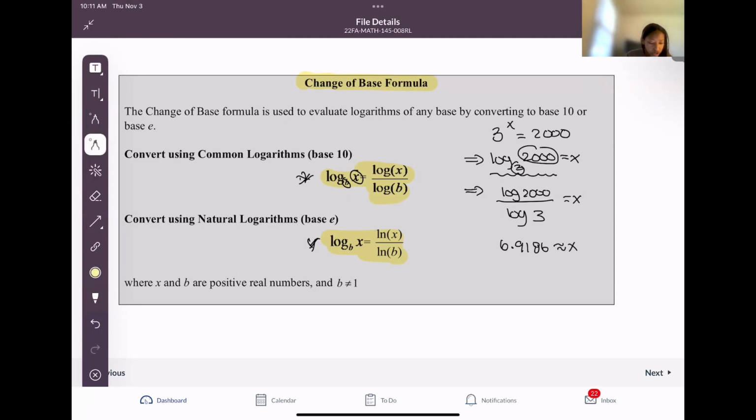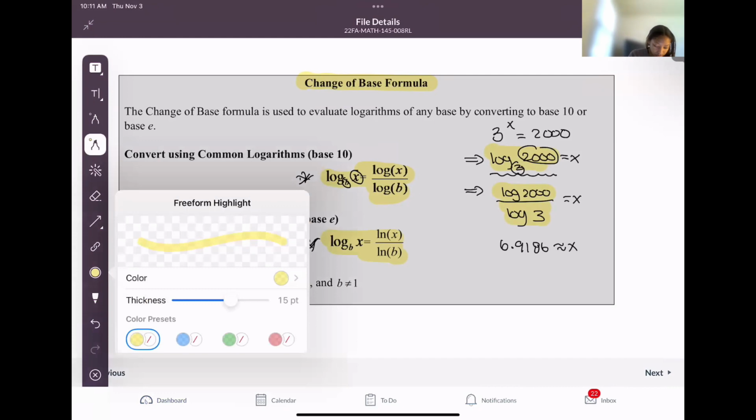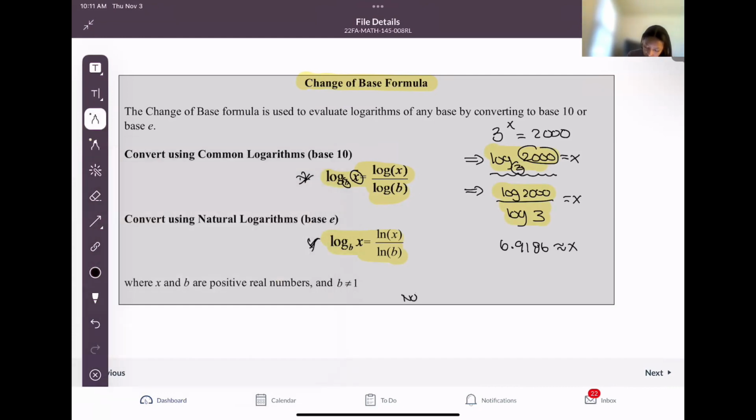So where do we use the change of base formula? From this step to this step. Log base 3 of 2,000 is equivalent to log of 2,000 over log of 3. We should also note that we could have used the natural log as well. We get the same answer. Log base 3 of 2,000 is also equal to ln of 2,000 divided by ln of 3.